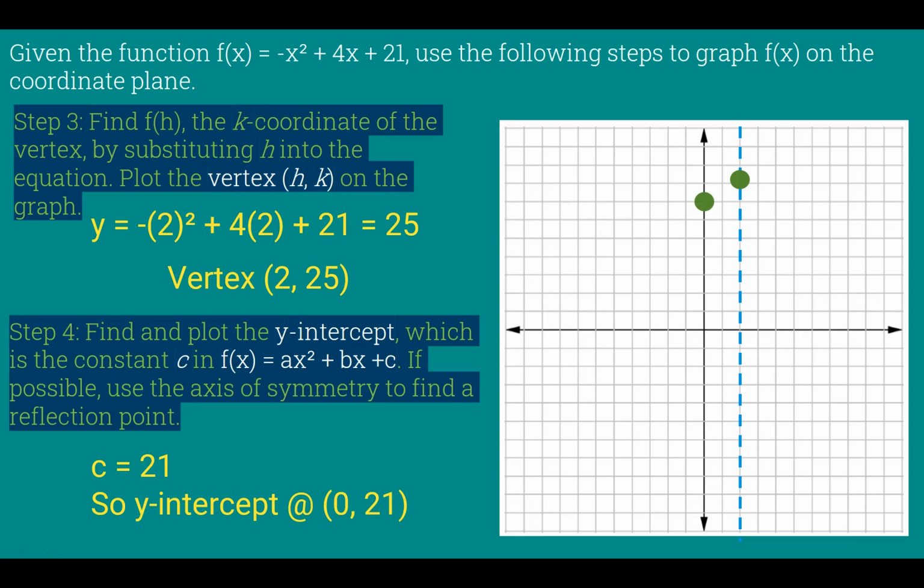Does that have a reflection point? Yes, it does. Is it on the line? If it's not on the line, then that means there is a point on the other side of the line. Okay? So, how far away is it from the line right now? It's 2 away. So let's go on the other side 2 away. So we got that one and we got that one.